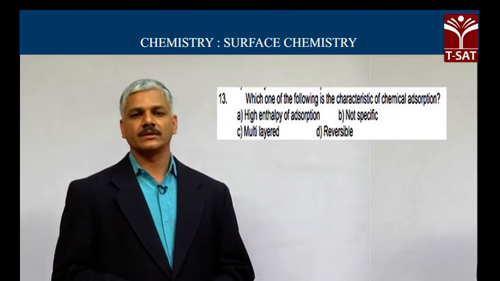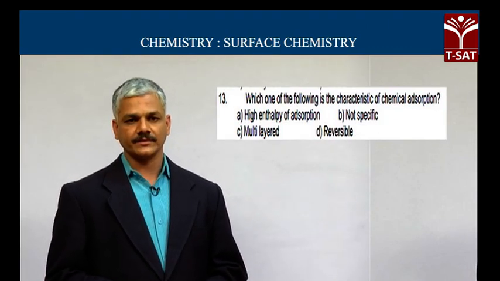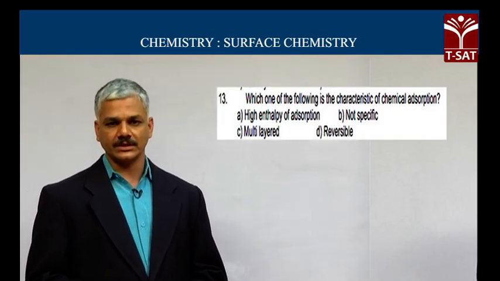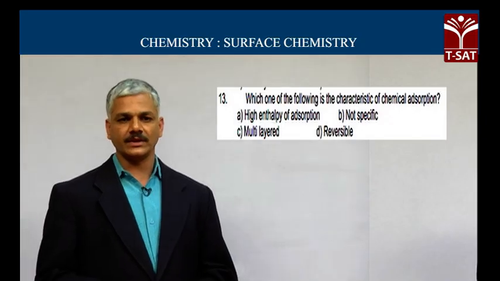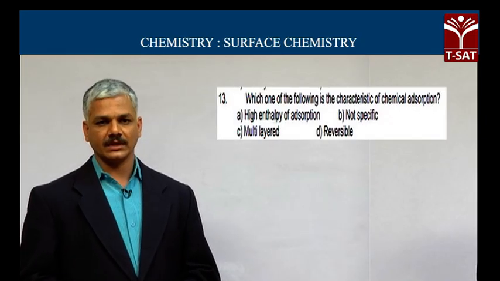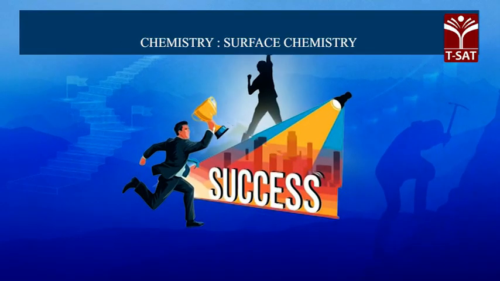13th question. Which one of the following is the characteristic of chemical adsorption? Given options are A. High enthalpy of adsorption, B. Non-specific, C. Multi-layered, D. Reversible. Correct option is A. High enthalpy of adsorption.